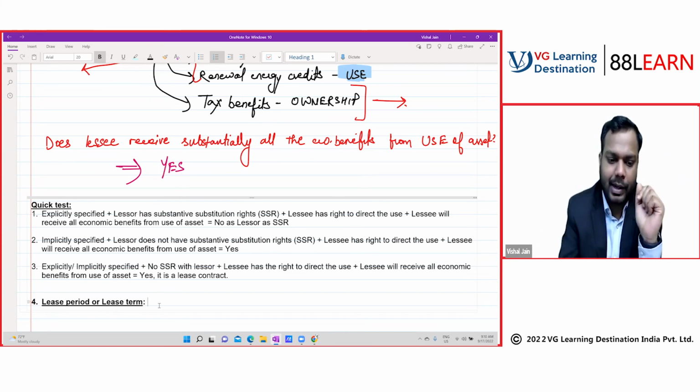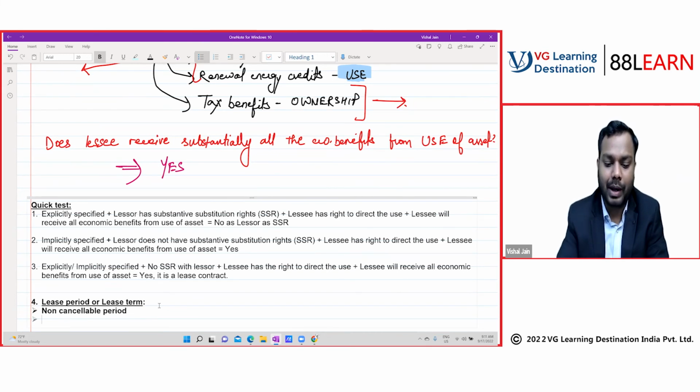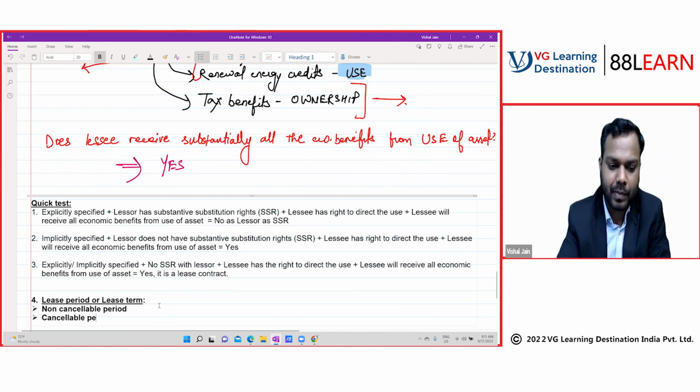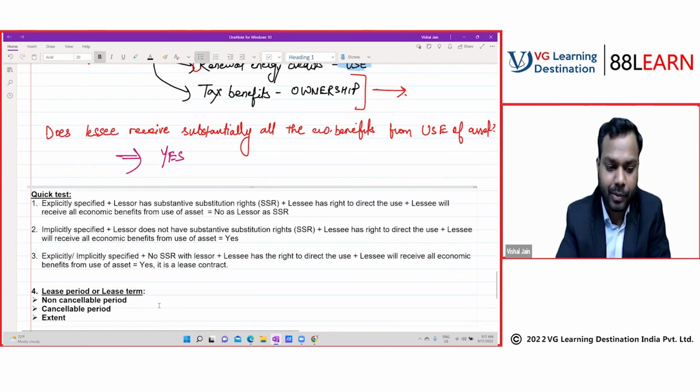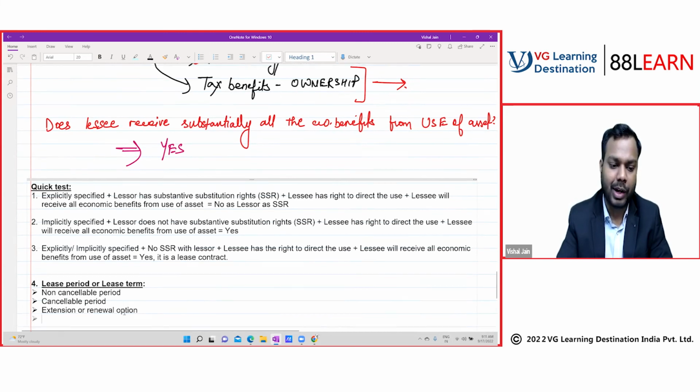Guys, you must understand that the lease term has multiple components. First component is non-cancelable period. Second component is cancelable period. Third component is extension option, or you can say extension or renewal option. We have to assess which of these periods will be coming up in the lease period. Now we must understand what is the meaning of these periods.